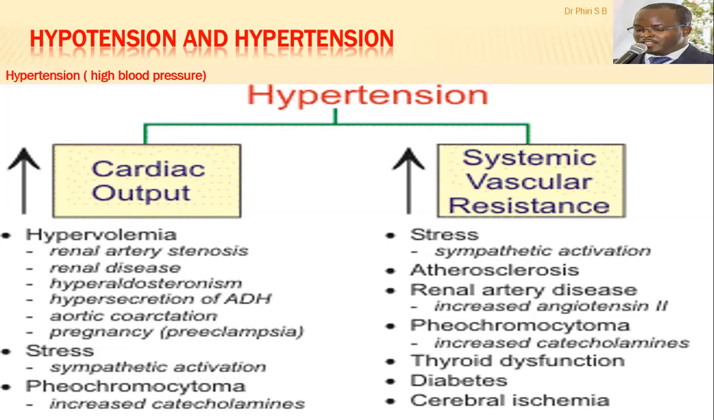Then you can also have pheochromocytoma. So this is pheochromocytoma. It's just a condition in which you have an increase in catecholamines, epinephrine or norepinephrine. You will know the effect. Vasoconstriction, increasing venous return, also increasing total peripheral resistance. Hypertension. Then systemic vascular resistance, if you have an increase here in case of stress.